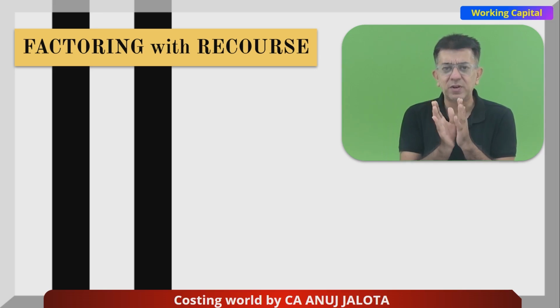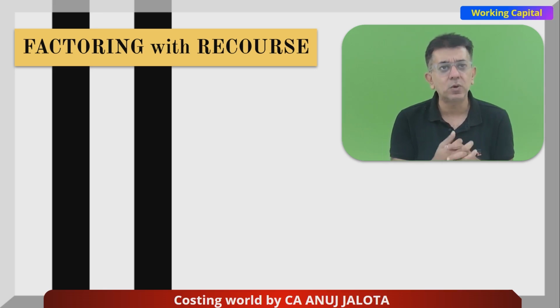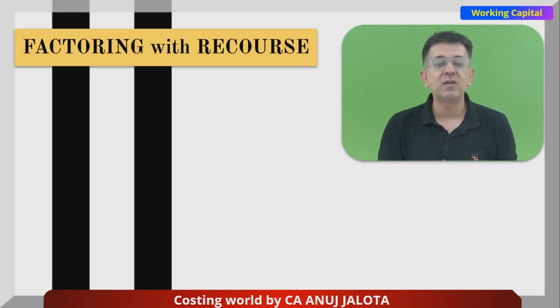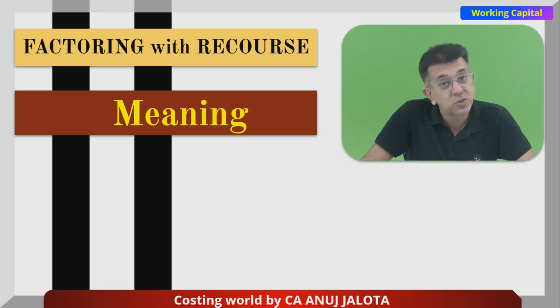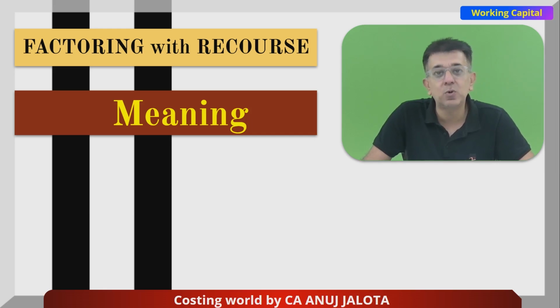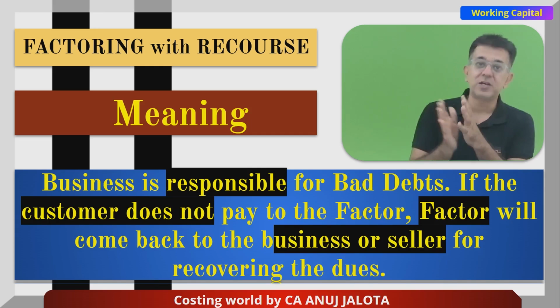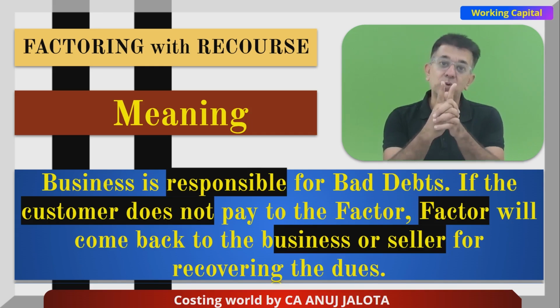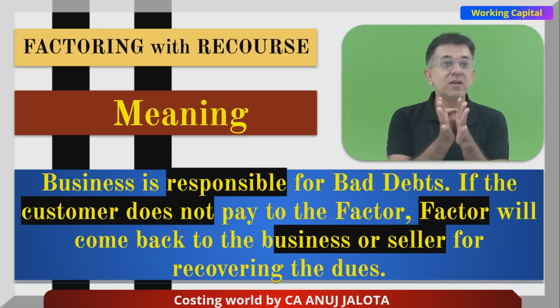And obviously, the factor will not give you the complete amount of the invoice. He will give you a lesser amount, because they also need to earn out of it. Factoring is of two types. Factoring with recourse means a simple thing. Say you have sold goods on credit to a customer, and that customer has to pay you after 30 days. What happens if he does not pay? Factoring with recourse means that the seller is responsible. So if the customer does not pay, I will have to give that money to the factor. That is what is meant by factoring with recourse.